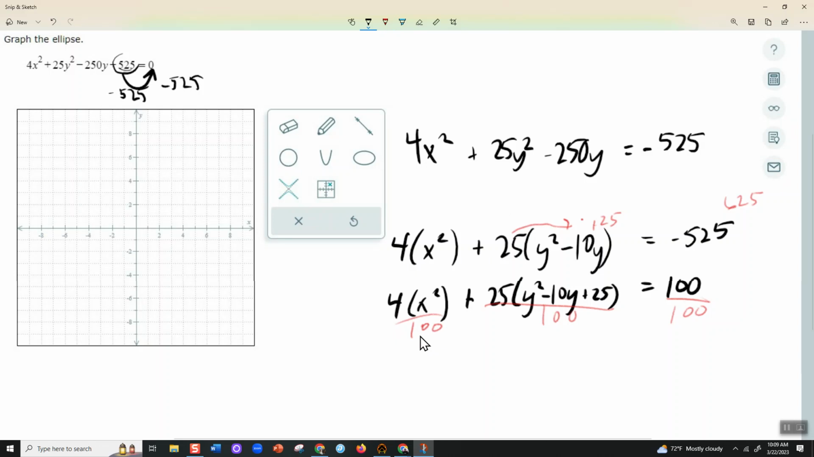So 4 divided by 100 is going to be 1 over 25, or x squared over 25. And then 25 over 100 is going to be 1 over 4. I said I'm going to rewrite this as a perfect square. This is going to be y minus 5 squared. Y minus 5 times y minus 5 is the same thing as y squared minus 10y plus 25. And now we're equal to 1, so this is the standard form of an ellipse.